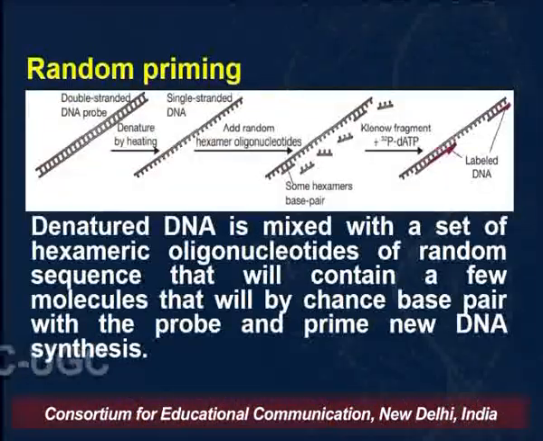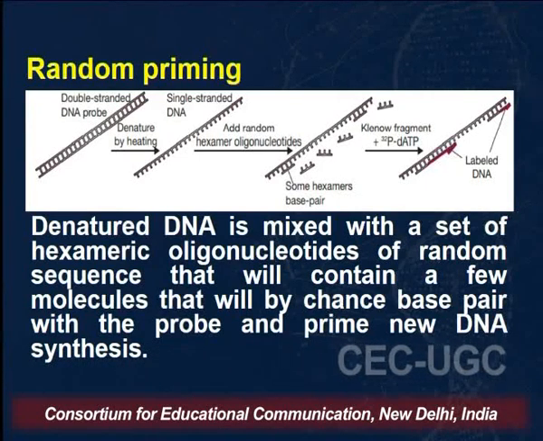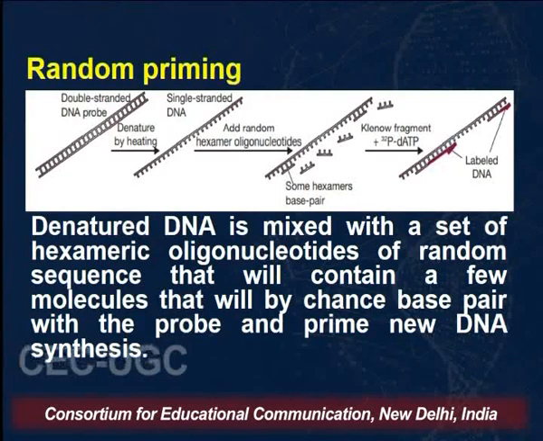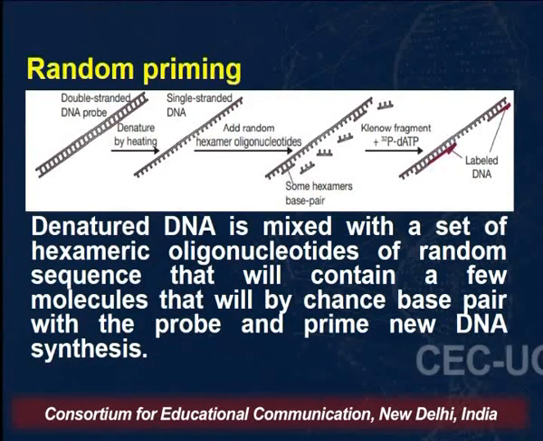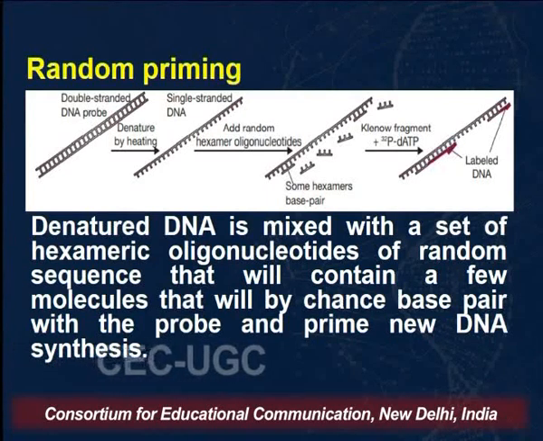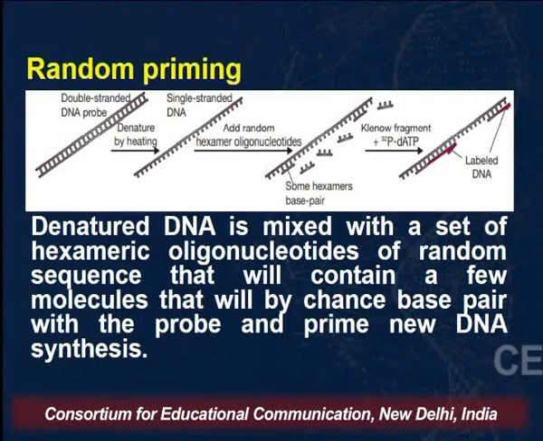They are just random oligonucleotides, and these oligonucleotides are going to bind random sequences onto the template probe. So denatured DNA is mixed with a set of hexameric oligonucleotides of random sequence that will contain a few molecules that will by chance base pair with the probe and prime the new DNA synthesis. So they will randomly bind because they are random. Some of the molecules, if you have a hexanucleotide, then 2 nucleotide, 3 nucleotide will be at least in the same manner as it is found in the DNA, and therefore it is going to bind to that molecule.